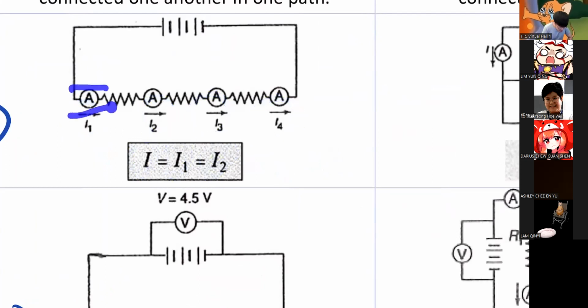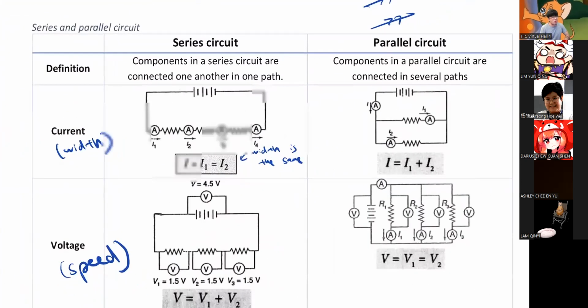Okay, the width here, the width here, the width here, and the width here is the same. So you can write this down. Width is the same. 河流的宽度，整条河都是一样。Width is the same throughout the whole river. That's why you write this. Okay, please highlight this as well. Very important. Okay, width of the river is the same. And then parallel circuit.